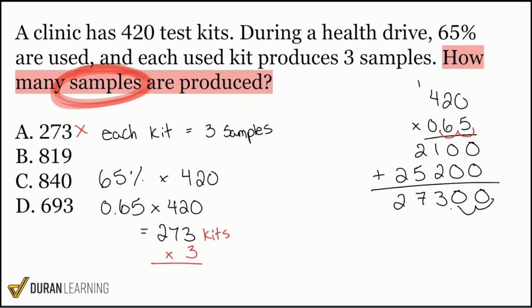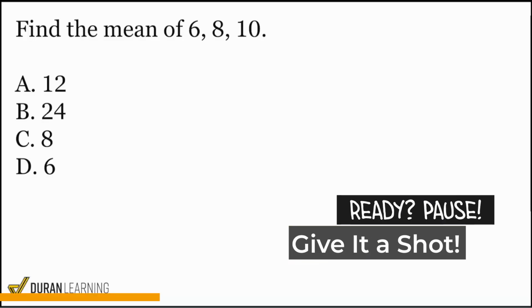So here we have 273 times 3, so that'll be 9. 7 times 3 is 21. And then 2 times 3 is 6. Carry 2 is 8. So therefore, everybody, the final answer, the true correct answer here is 819 samples were produced. And there we go. All done.